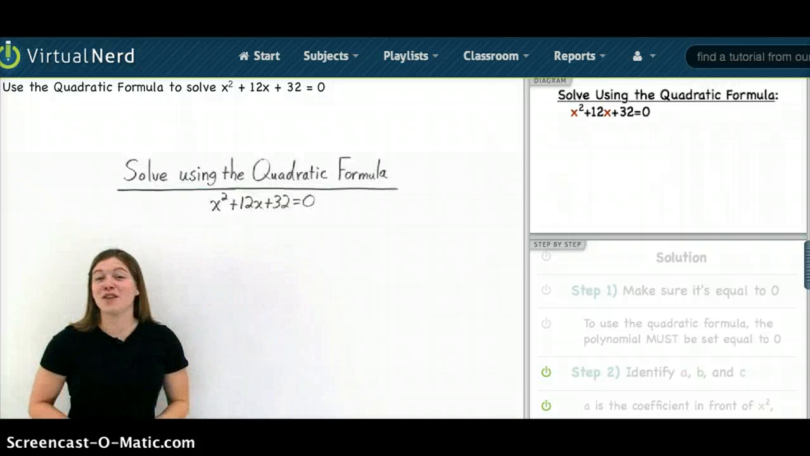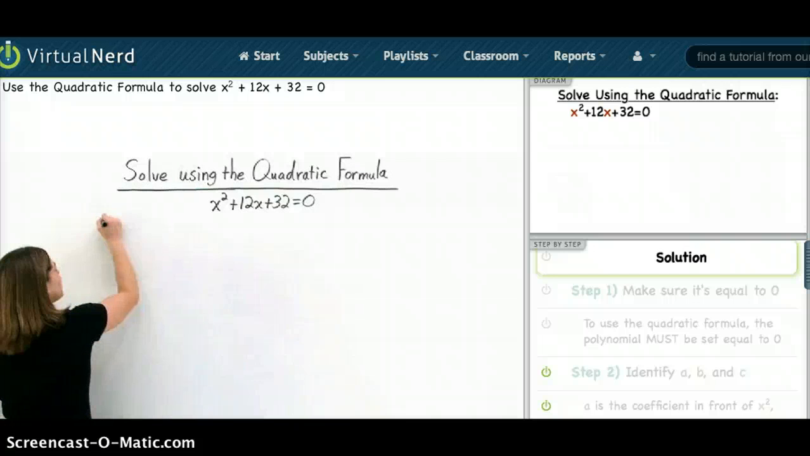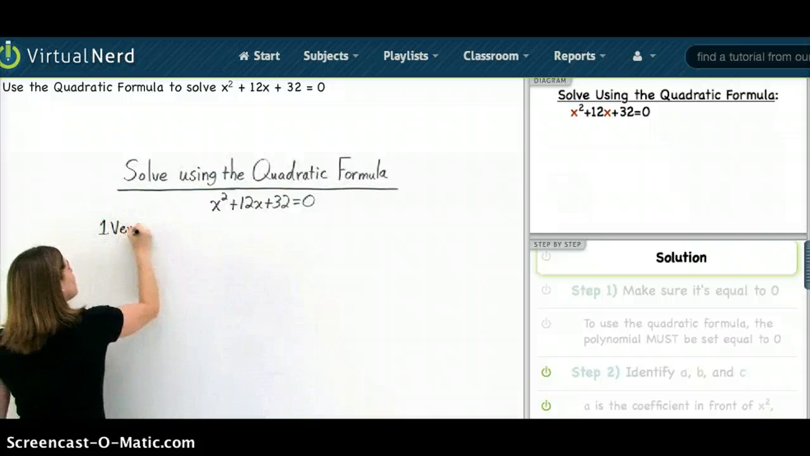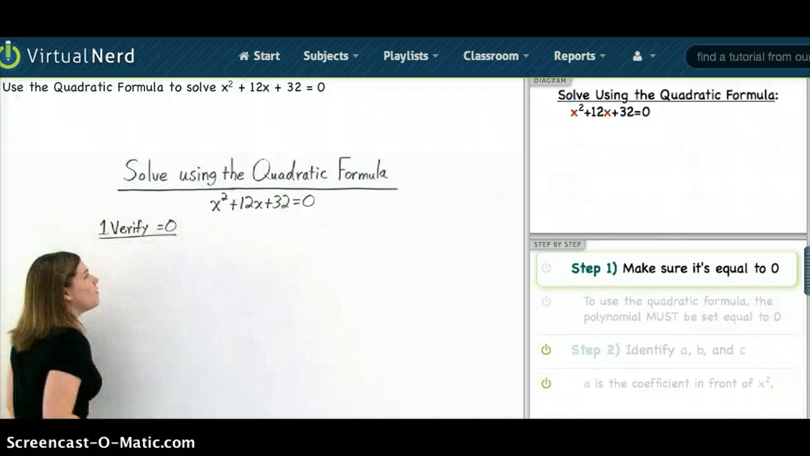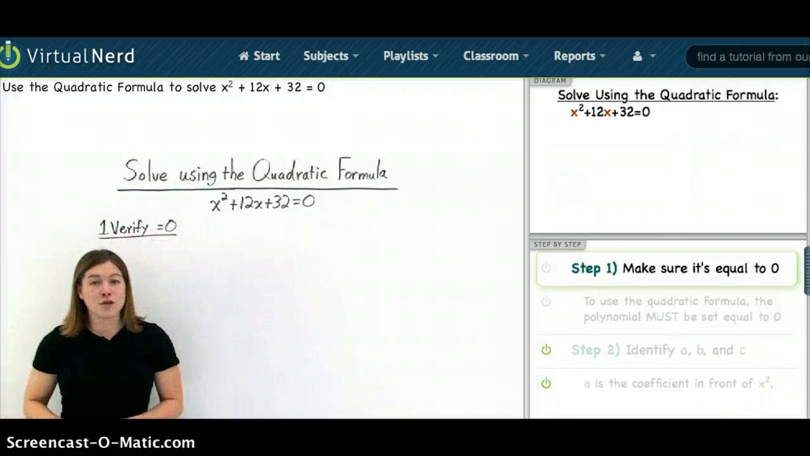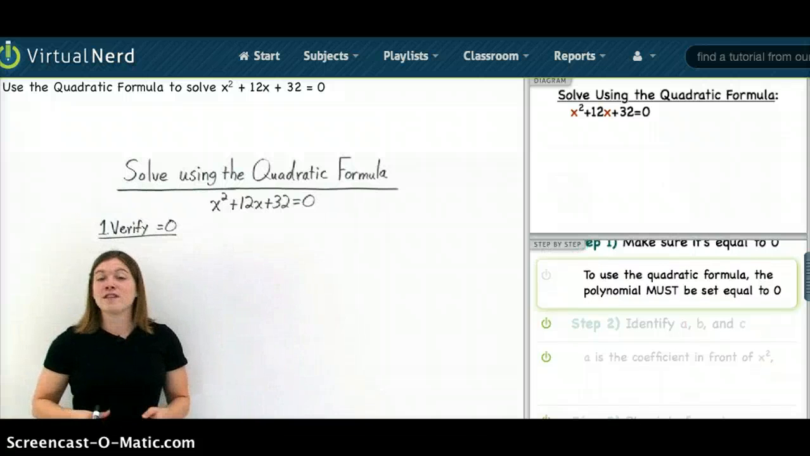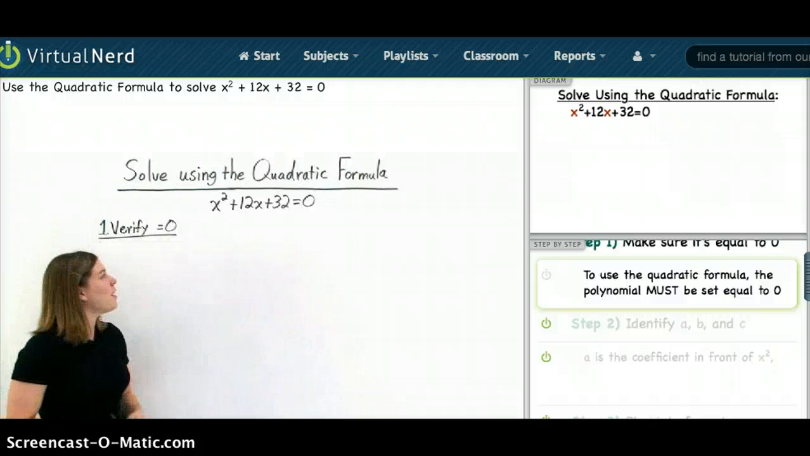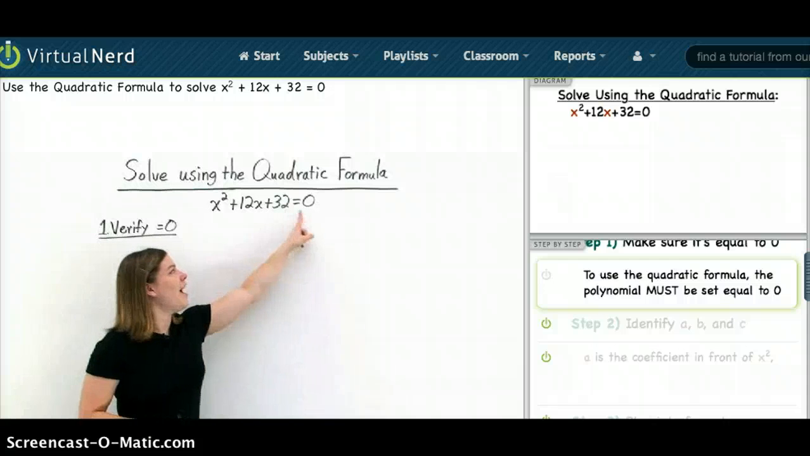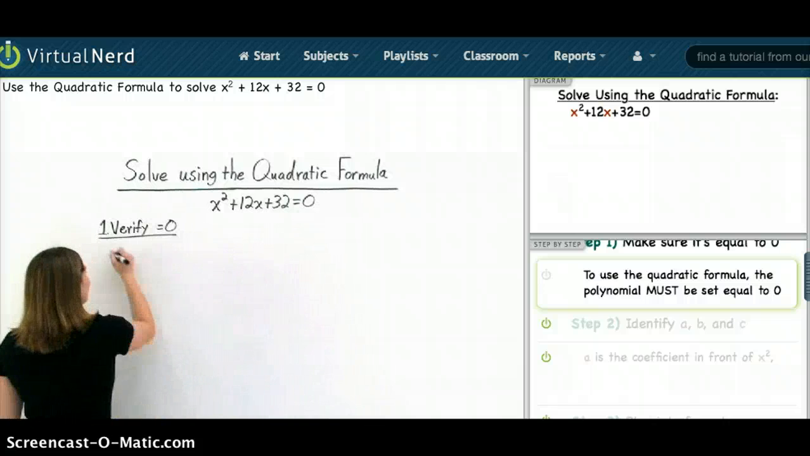Solve this equation using the quadratic formula? Well, if we want to use the quadratic formula to solve an equation, the first thing we need to do is make sure that our polynomial is set equal to 0. In order to use the quadratic formula, your polynomial must be set equal to 0. If it's not, you need to move everything to one side of your equation in order to make it equal to 0. Now, if we look at our equation, we have our polynomial, and it is set equal to 0. So we can use the quadratic formula.